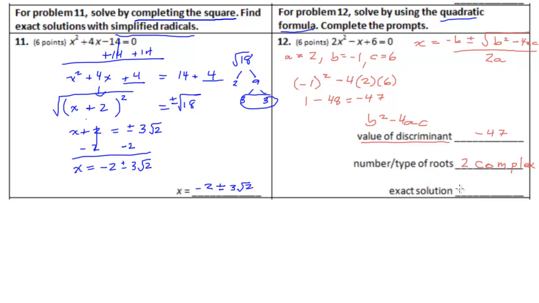Okay, so the exact solution then, using the quadratic formula, it's the opposite of negative 1 plus or minus the square root of negative 47. We've figured that out. Over 2 times 2. A was 2. And that is 1 plus or minus.